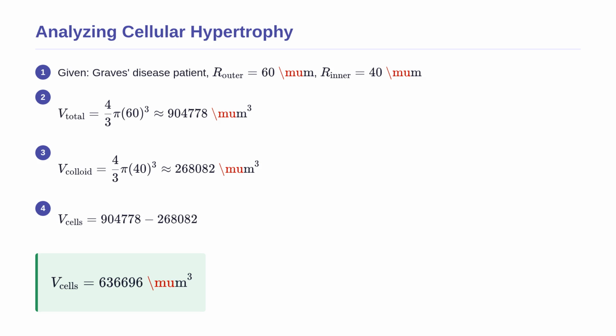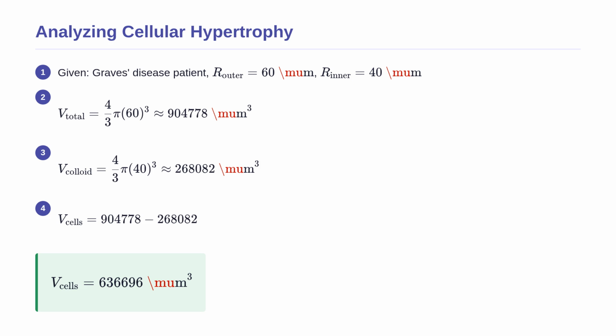Now that we have all our formulas, let us analyze a highly active follicle from a patient with Graves' disease. We are given an outer radius of 60 micrometers and an inner radius of 40 micrometers. The cells have grown tall and columnar. First, we calculate the total volume using the outer radius, which gives us roughly 904,000 cubic micrometers.